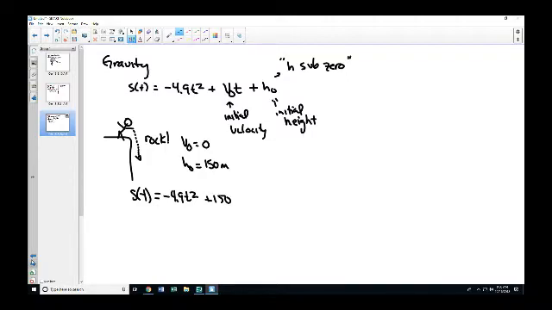Correct? What is the velocity at any given time? At any time, the velocity is the derivative of the position, right? The position function, that's where the rock is. What's the derivative of that function? Negative 9.8 t.